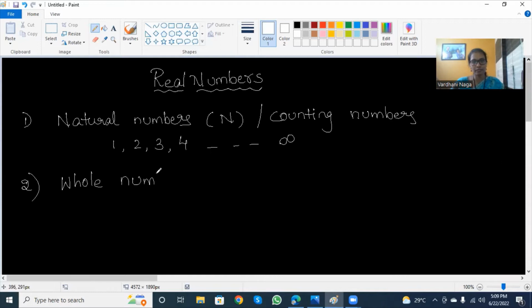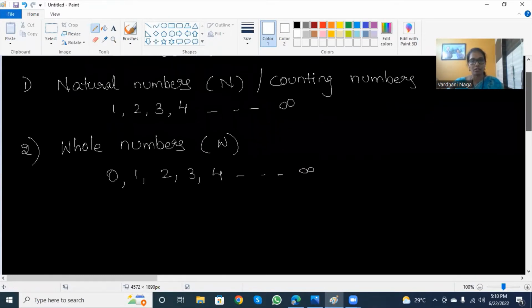Whole numbers. These are denoted with the capital letter W. So along with the natural numbers, 0 is also included: 0, 1, 2, 3, 4, and so on, infinite. Now the next one is, if we do 1 plus 3, we get 4, right?